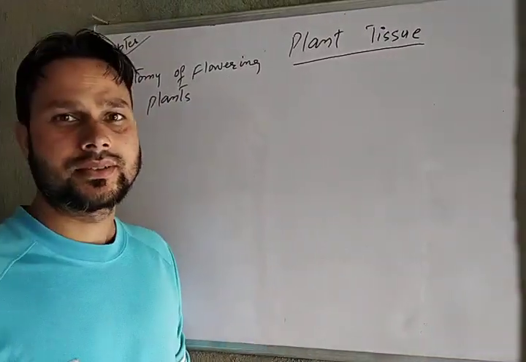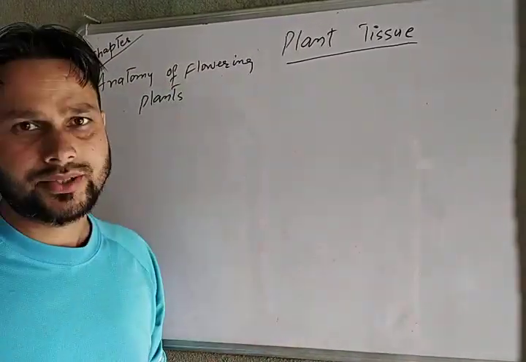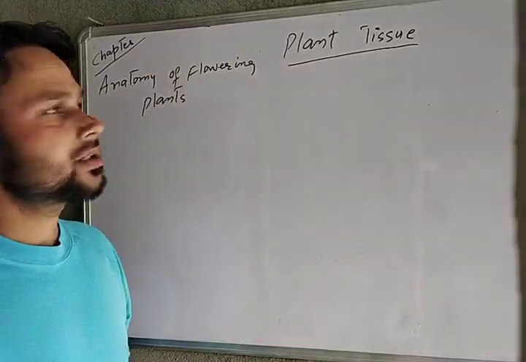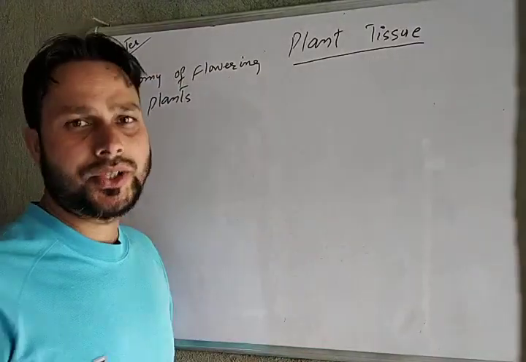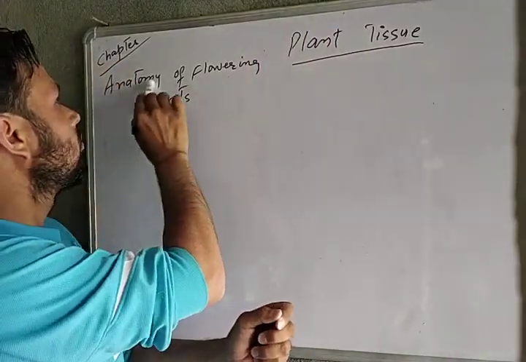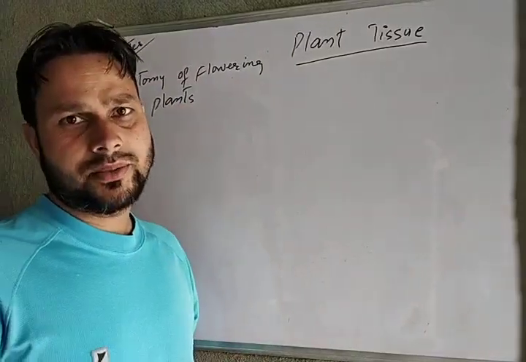Dear students, today our new chapter is Anatomy of Flowering Plants. In this chapter, we will study plant tissue. Learning what anatomy is: anatomy is basically the internal structure of higher plants.